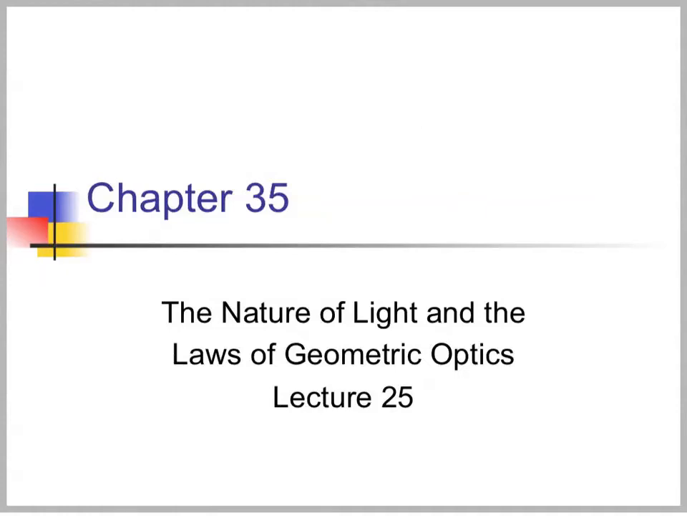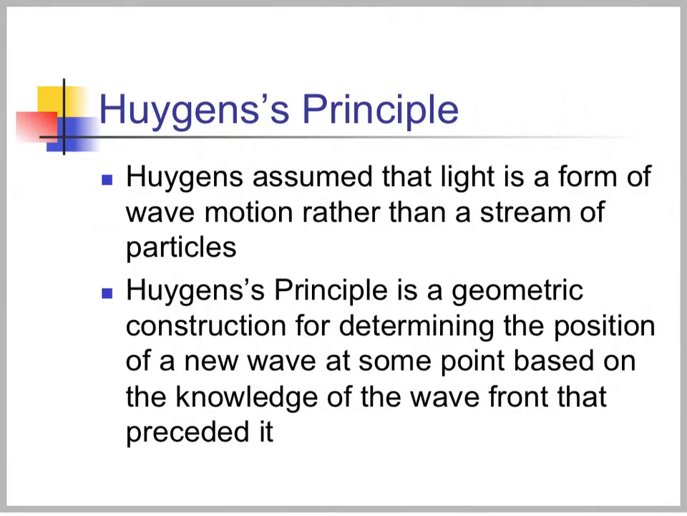This is Physics 2120, Lecture 25, and today we're going to continue to talk about geometric optics. Now Huygens assumed that light is a form of wave motion rather than a stream of particles. And Huygens' principle is a geometric construction for determining the position of a new wave at some point based on the knowledge of the wavefront that preceded it.